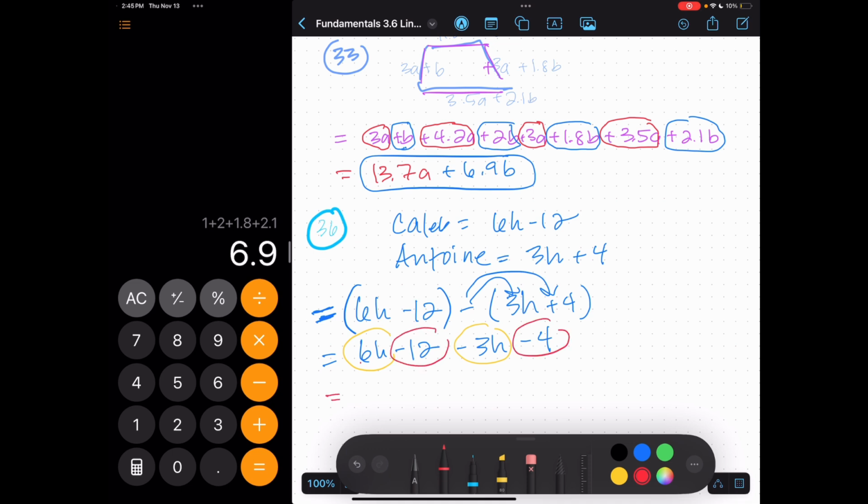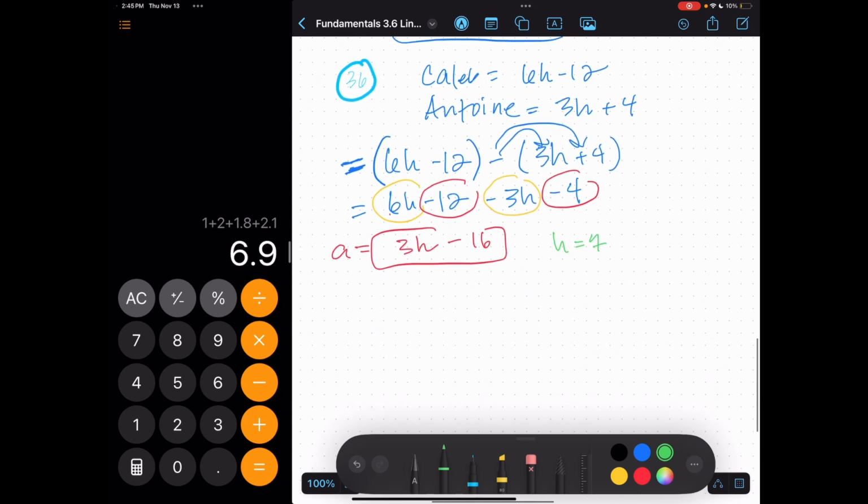Okay, 6h minus 3h is 3h. Negative 12 minus 4 is negative 16. That's it. That's the answer. So this is 36A. Looks like there's a B part. B, evaluate the expression if h is 7. Okay, so now they're saying h equals 7.